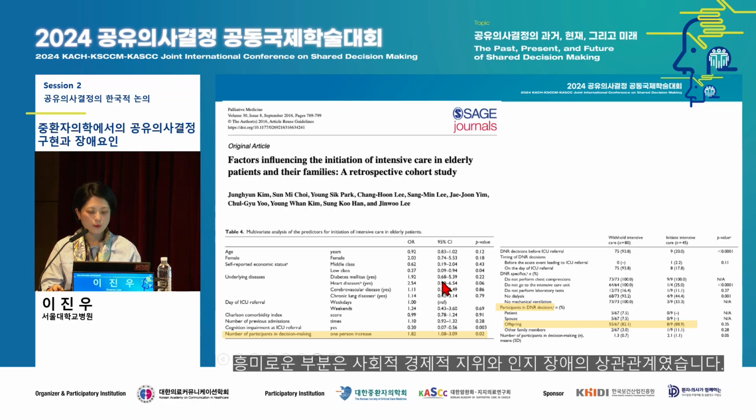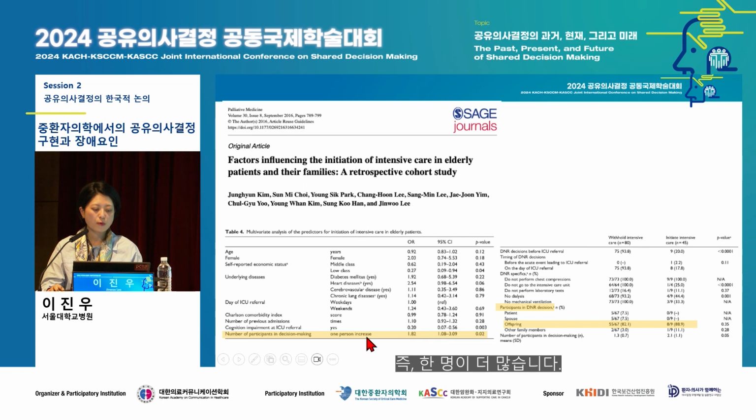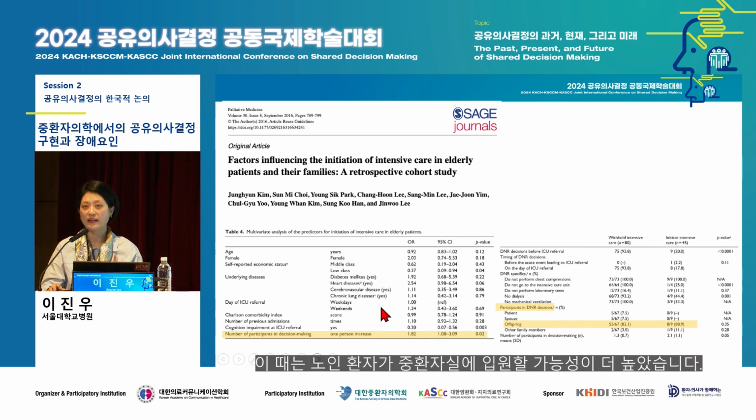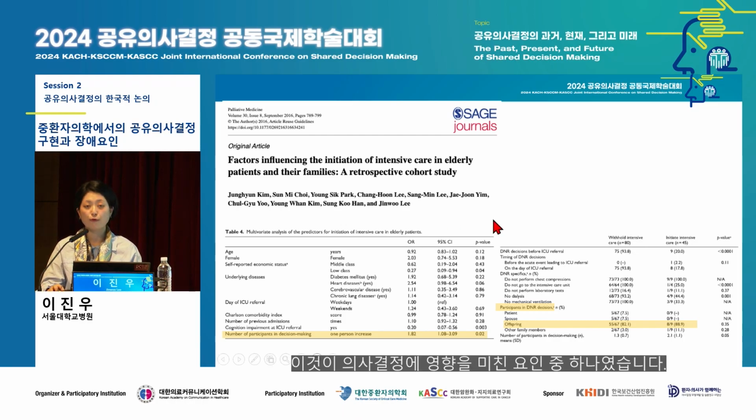The interesting part was that, among socioeconomic status and cognitive impairment, the number of participants in the SDM also influenced the decision to be admitted to the ICU. In other words, if there was an increase in participants in the decision-making process, it was more likely that the patient would be admitted to the ICU. We saw this as because there is more likely to be a disagreement, and if there is a disagreement, usually you go for the invasive, more aggressive treatment. So this was one of the factors that influenced the choices.